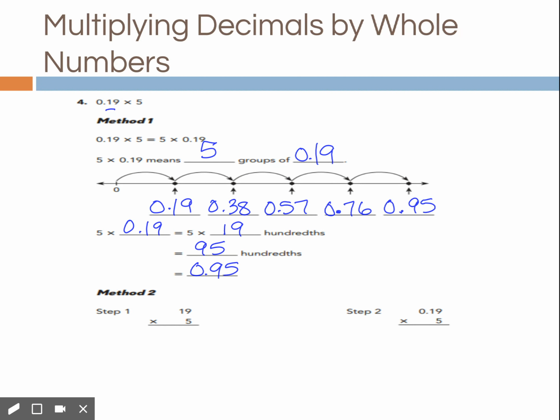If I want to just use the multiplication way, I'm going to ignore my decimals in step 1 and just do 19 times 5. So 5 times 9 is 45. 5 times 1 is 5, plus 4 is 9. And now in step 2, I have 2 decimal places here. So when I have 95, I'm going to start at the back and count 1, 2 over and put my decimal in front. And I always want to put a 0 in the ones place for good practice if I don't have a number there.